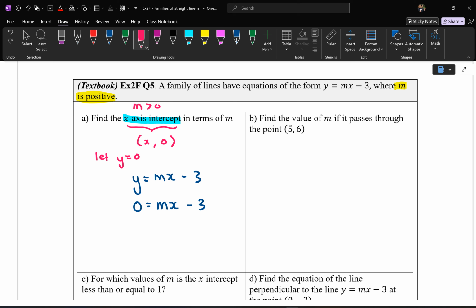Move the 3 over. How do we just move the 3 over? What would you do though? Very good. Balance the equation. Minus 3 plus 3 are inverses, so they cancel out. So you get 3 is equal to m times x. But I don't want m times x. I want just x. What do I do, Mete?